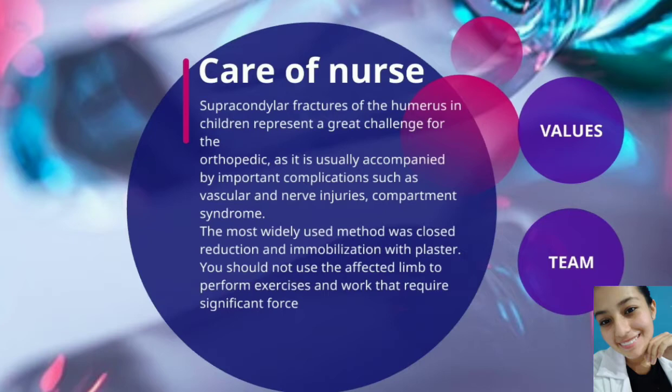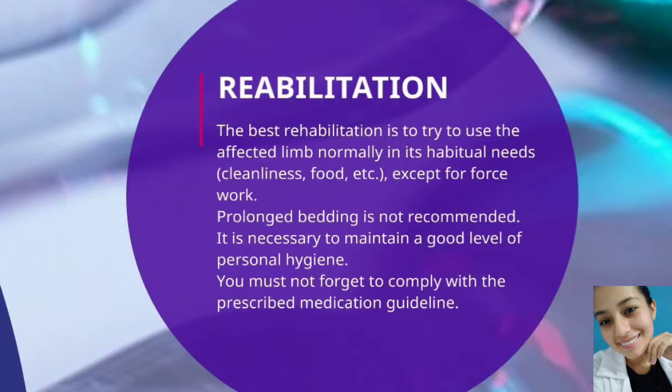You should not use the affected limb to perform exercise and work that requires significant force. Rehabilitation. The best rehabilitation is to try to use the affected limb normally in its habitual needs, cleaning, food, etc., except for force work. Prolonged bleeding is not recommended. It is necessary to maintain a good level of personal hygiene. You must not forget to comply with the prescribed medication guideline.